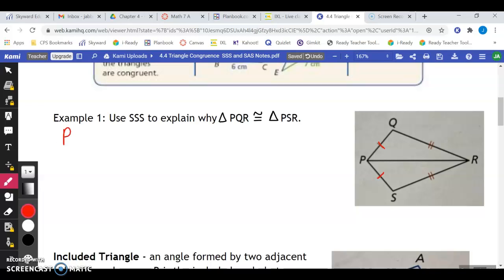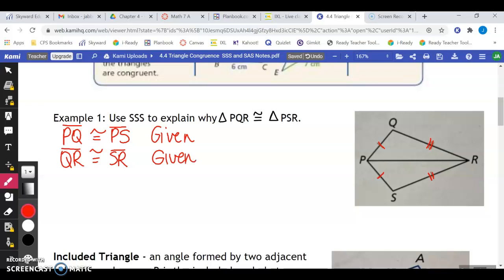So we can say that PQ is congruent to segment PS, and that's given by those tick marks there. And then also the two tick marks indicate that those two sides are congruent. So QR is congruent to SR. Let me say that's given.